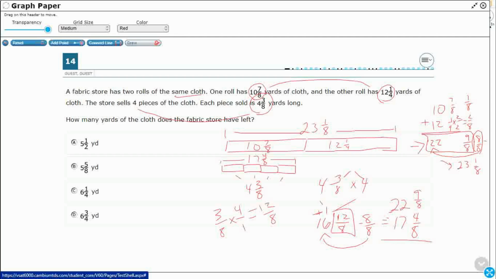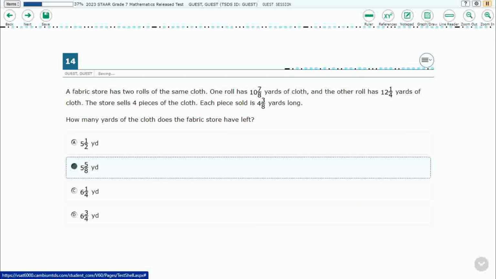Well, let's subtract. Since we can just subtract straight down here, 9/8 minus 4/8 is going to be 5/8. We have the same denominator, and a larger numerator subtracting a smaller numerator. 22 minus 17 is 5. There we go, 5 and 5/8. That's a lot of work, but my answer here is B, 5 and 5/8 yards.